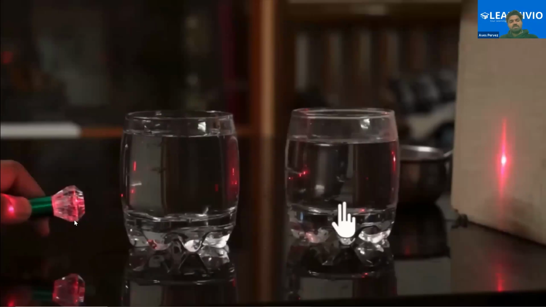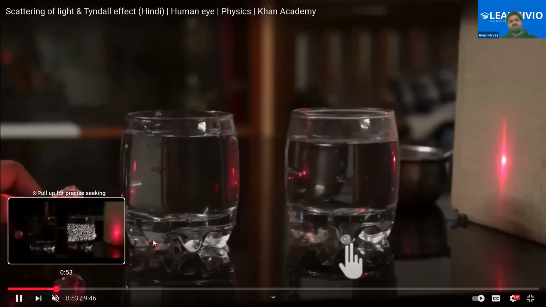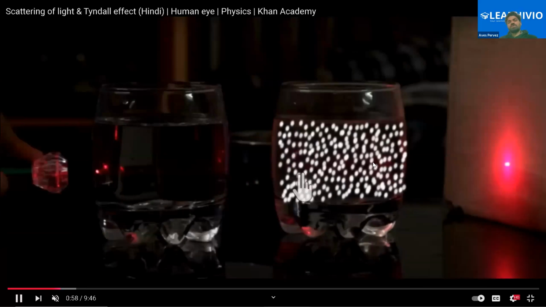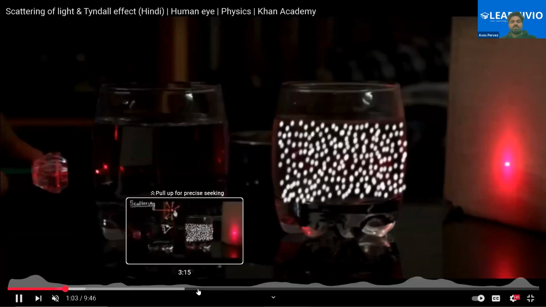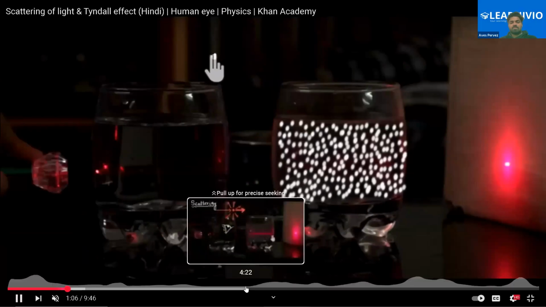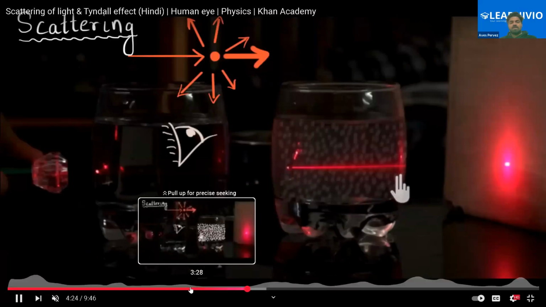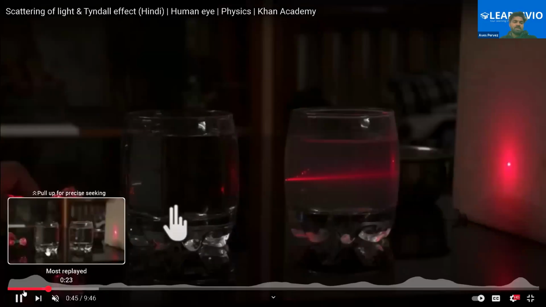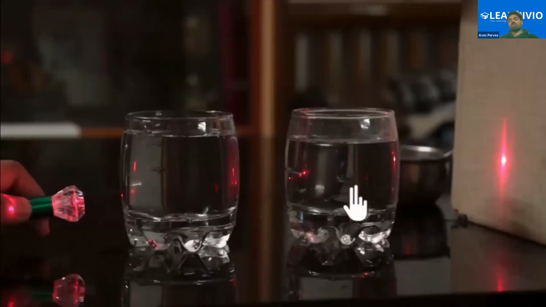So you can watch it here. Okay, so these are two solutions here. One is a sugar solution, another one is a colloidal solution. When you add a few drops of milk to it, the path of light becomes visible. You can check that initially the path of light is not visible in both glasses, because one has sugar solution and the other has pure water.